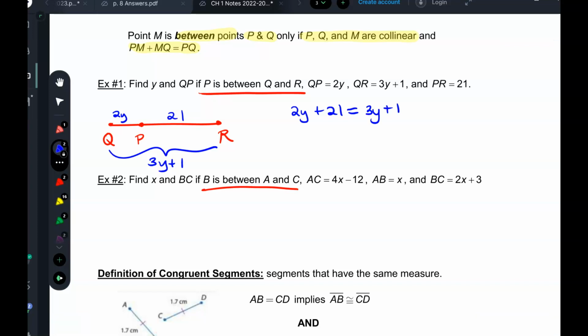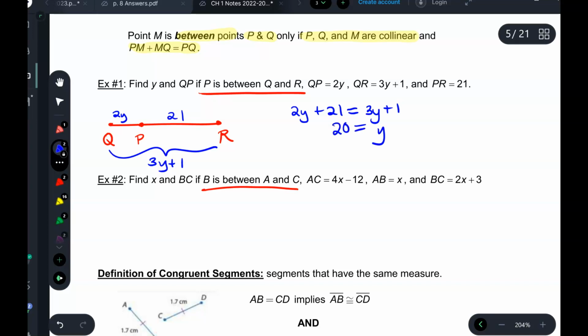Okay, that's an easy one to solve. Raise your hand if you have that. Justin? 20, yeah. In geometry, I'm not going to show a lot of work here. You should be able to subtract 2y from both sides to get y, subtract 1 to get 20, so y equals 20. Now we're not done.